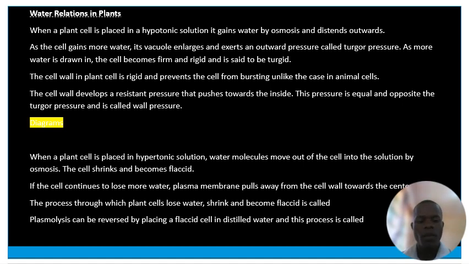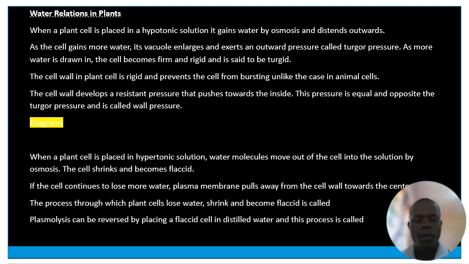But when you take a plant cell and place it in a hypertonic solution, which is a highly concentrated solution, the water molecules will move out of the cell into the solution by osmosis. The cells will shrink and become flaccid.